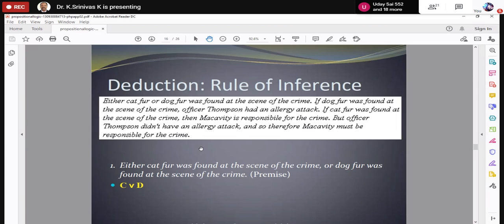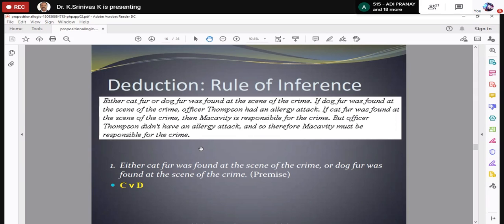Okay. So now I'm deducing the rule. Either cat fur or dog fur was found at the scene of crime. So at any scene of crime, either dog fur is found or cat fur is found. Officer Thompson has an allergy attack. So the person who is monitoring all these cases, his name is Officer Thompson. He is having an allergy problem.